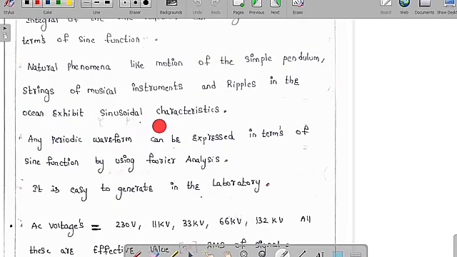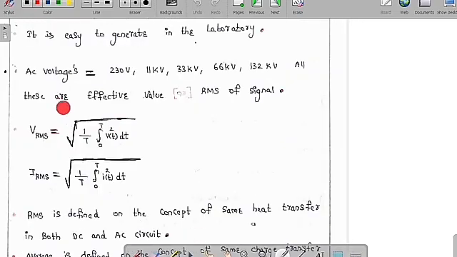Some of the natural phenomena also occur in sinusoidal form. So these are some of the advantages of the sine function. AC voltages like 230 volt, 11 kV, 33 kV, 66 kV, 132 kV, all these are effective values, or what we also call the RMS of the signal. If you know these values, then by default these are called the RMS value of the signal, or we can also call it the effective value of the signal.